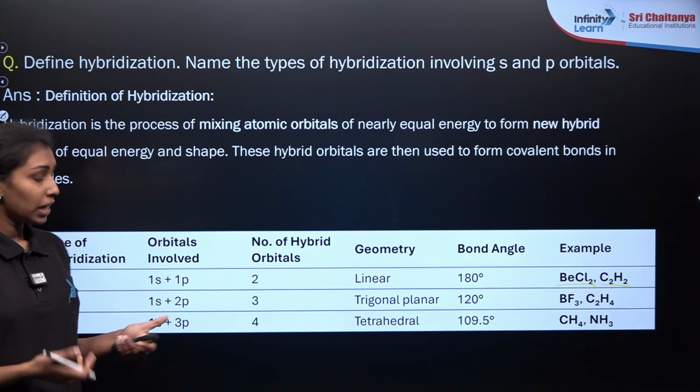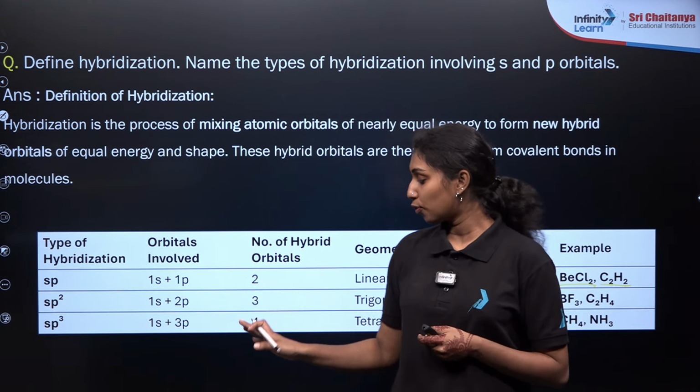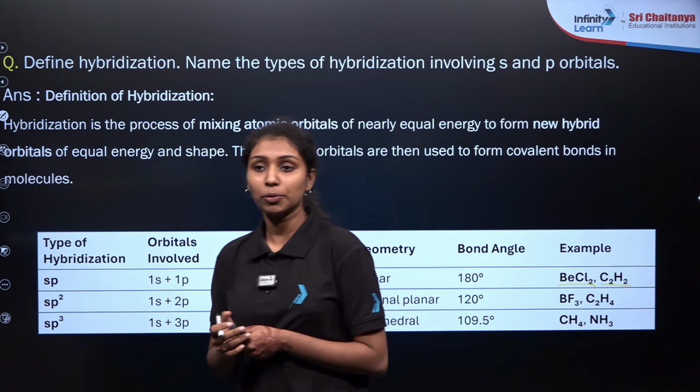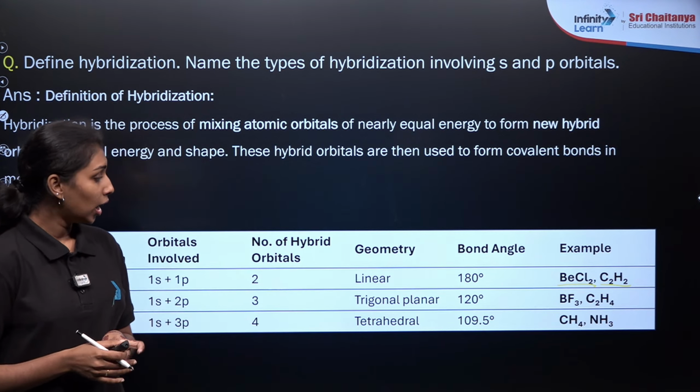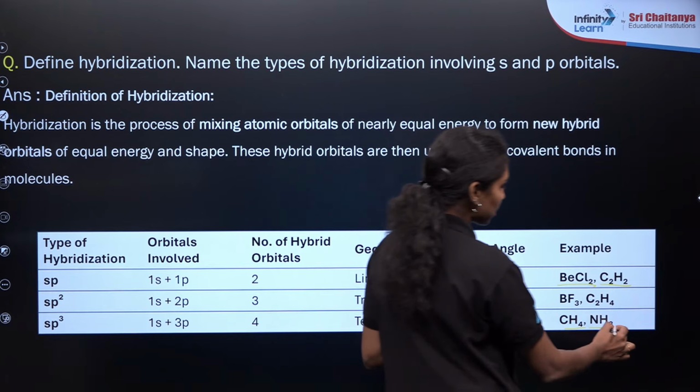Then the last one, sp3 hybridization: one s and three p orbitals undergo intermixing to form four sp3 hybridized orbitals with a tetrahedral shape and a bond angle of 109.5 degrees. Examples are CH4 and the NH3 molecule. And one more example is the water molecule.